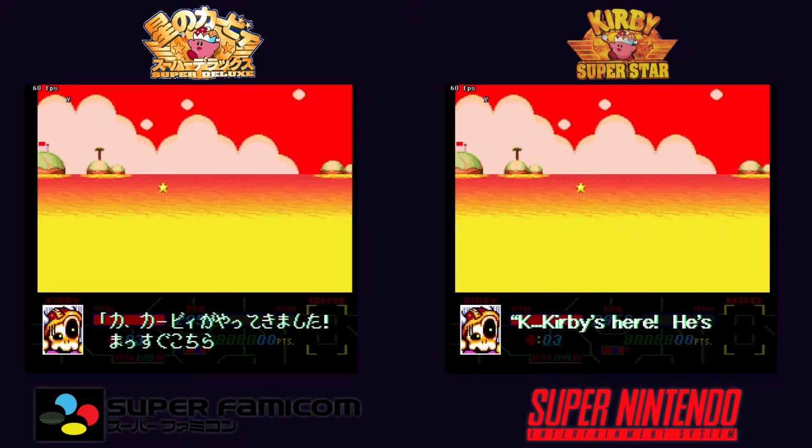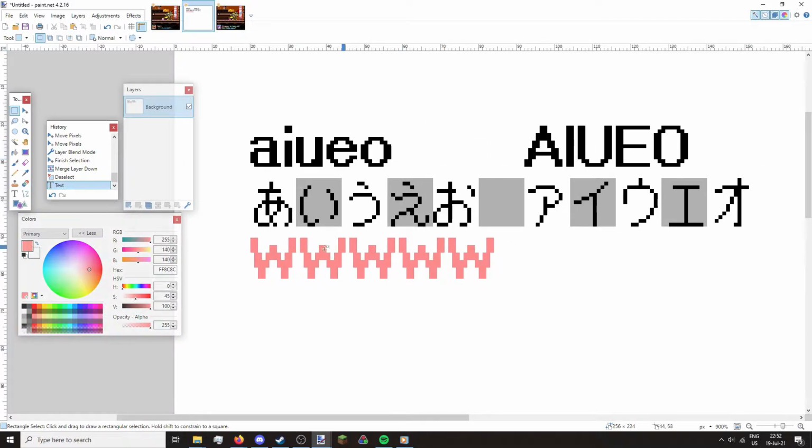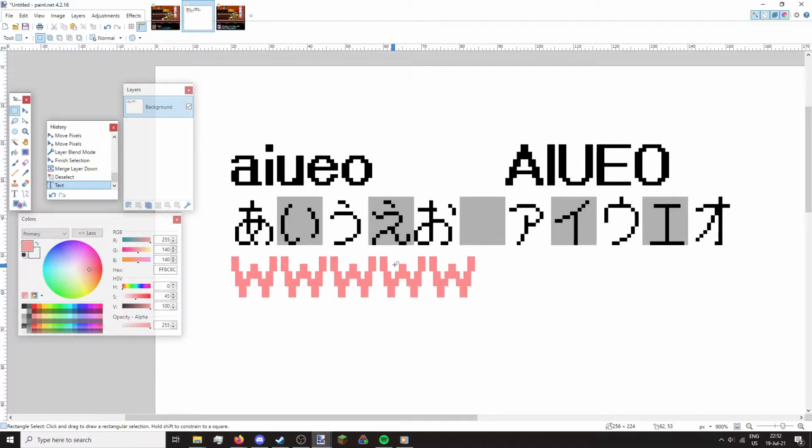So the actual difference that makes Japanese faster than English in this context would be the languages themselves, just how they work differently. So here's some sample text with the Japanese and English fonts for KSS, which I have in-game screenshots of up here, but I want to show it in a clearer context at first.